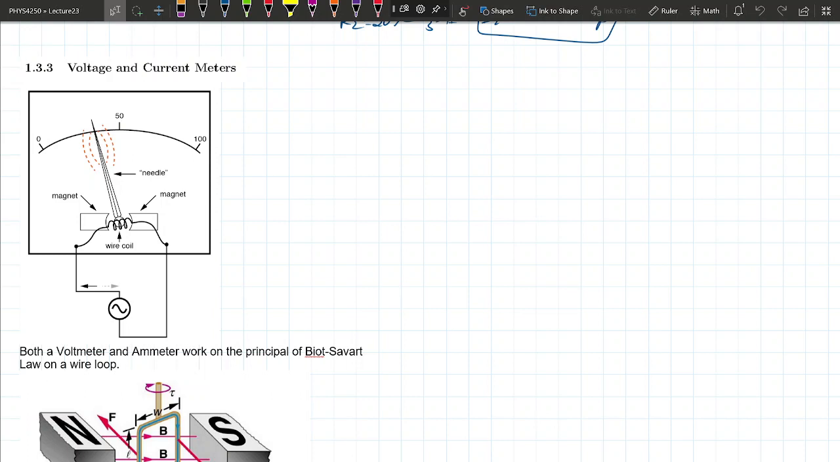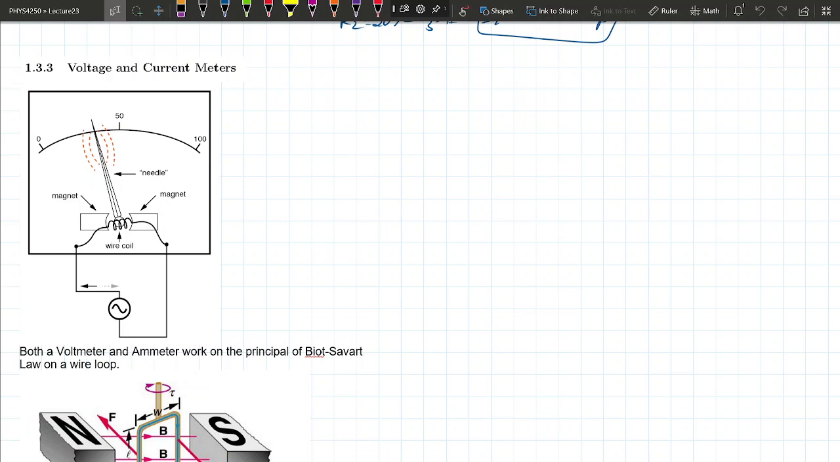So if you turn this to V with a little bar on it, right? That's the DC voltage, meaning direct current voltage meter setting, okay? There's also the little squiggly V down here for me, right? That's an AC voltage meter, okay?